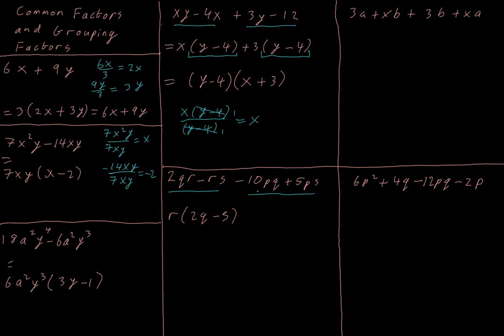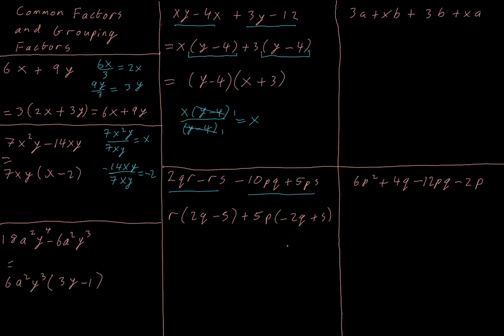What's common here? Well, I have a 5 common to the numbers, and I have a p common to my letters. So I end up with plus 5p, and then I end up with minus 2q plus s. And I have a problem. I want to have, like what I had here, the same thing in both of these brackets, but the signs are wrong here. The terms look okay, but the signs are wrong.